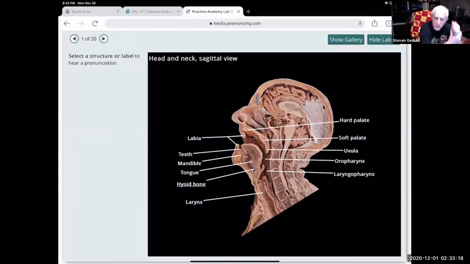You have the larynx, which is the opening to the trachea. You have the hard palate, which is the very superior part of the oral cavity. Behind that, you have the soft palate. And at the end of the soft palate, you have the uvula, which hangs down from there. The soft dangly thing, as you called it last time.